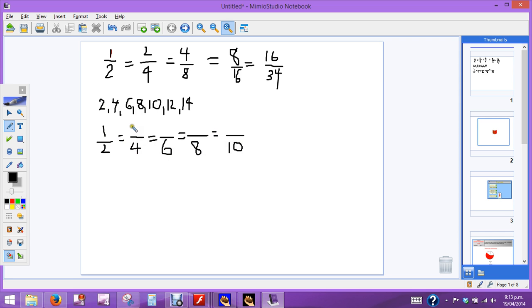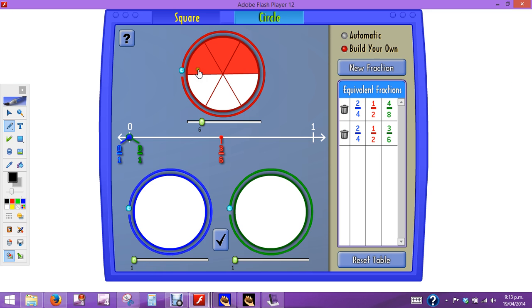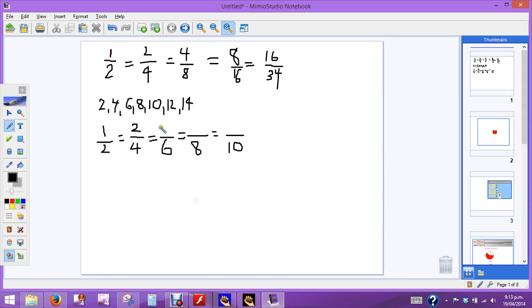I know half is 2/4. I know also from the sixths work that I've done here that it's 3/6. And I know from up here that it's 4/8 as well. So I've got my halves, my quarters. I didn't get my sixths here, but I've got my eighths. I haven't got any tenths either, so I've got quite a few more before I get to 16. So 2, 4, 6, 8, 10, 12, 14 before I get to 16.